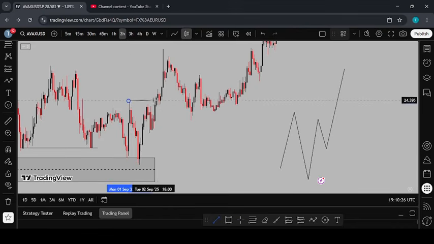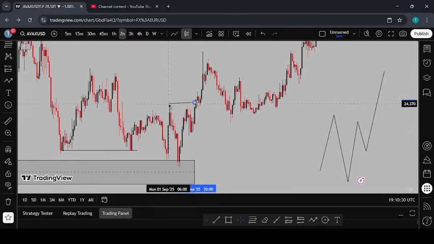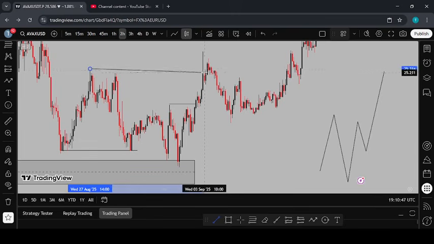This high was taken out, and market also took the previous high. You know, this was lower low, lower high. The previous high, this was a downtrend. Market was creating a form of downtrend, so it went ahead and still took out this one.